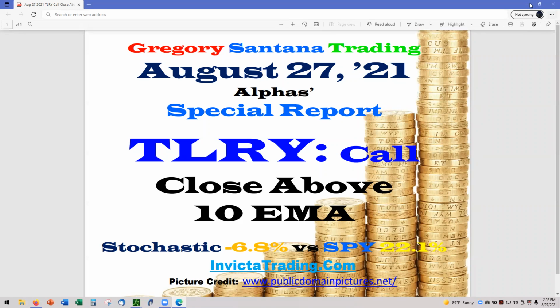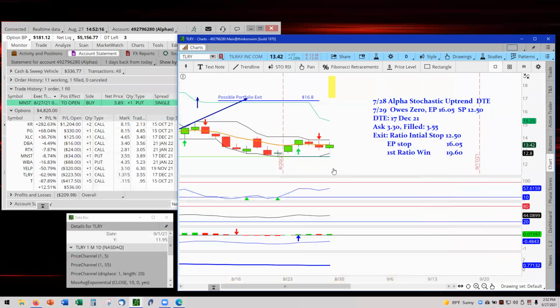TLRY moves above the 10 EMA. Let's go look at that chart. And there we are. It's seesawing. It closes above, closes below, closes above. Look, closed above barely, closed below, closed above barely. It's gone into a nice little seesaw.